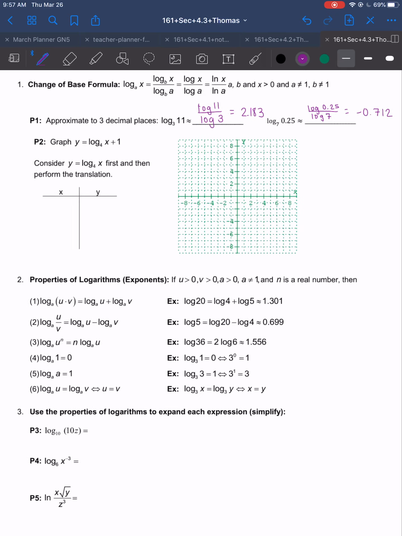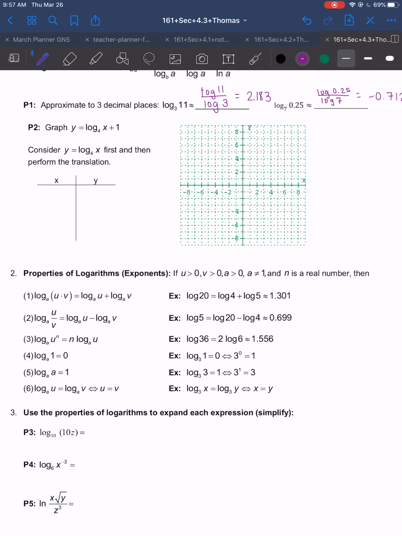Alright, then we want to graph this, y equals log base 4 of x plus 1. So we're going to graph log base 4 of x first. So my x's, I'm going to pick 1, 2, and 4. And then we're going to do the transformation after that. But if I plug in 1 for log base 4 of x, I'm going to get 0. If I plug in 2, I'm going to get 0.5. And if I plug in 4, I'm going to get 1.